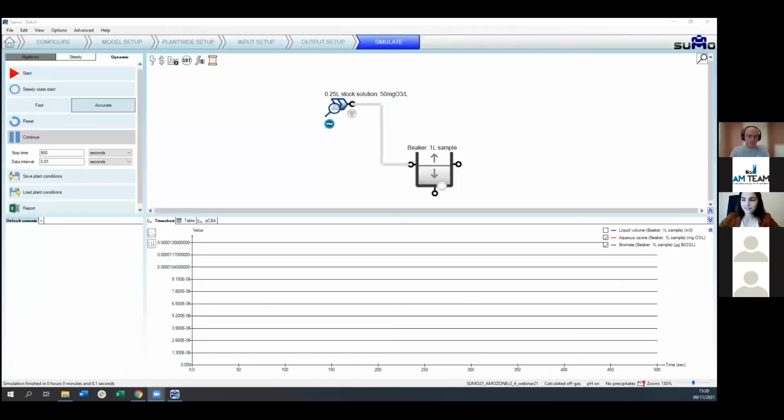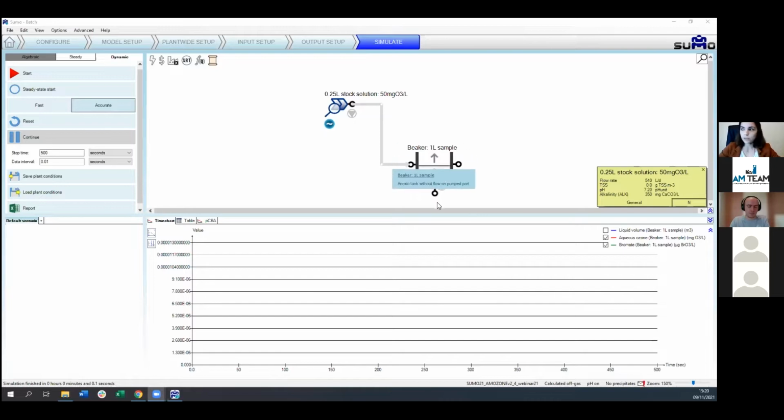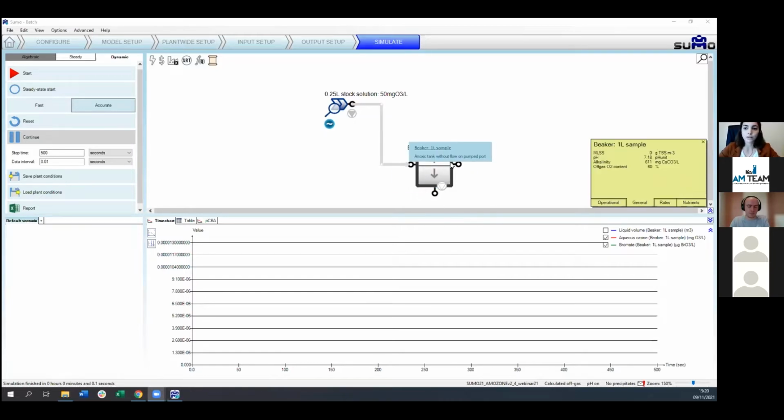So let's see in one simple but meaningful example what is the impact of, for instance, the human factor when we are dealing with batch experiments. Imagine we are in the lab and we are using a certain ozone stock solution. We are pouring this ozone stock solution into a beaker containing 1 liter of our secondary effluent sample. So we are dosing 0.25 liter of stock solution with a certain ozone concentration, in this case 50 milligrams per liter, and we'll see the effect of the injection speed.